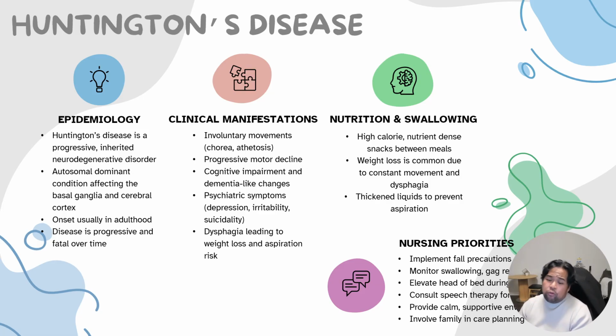As a priority for a nurse, because they're losing all those motor movements, you're gonna keep an eye out. They might be a fall risk, right? So fall precautions. We're gonna monitor their swallowing. Again, we're gonna elevate the head when they eat, so they have less chance of aspirating. And then we're gonna consult with speech therapy.